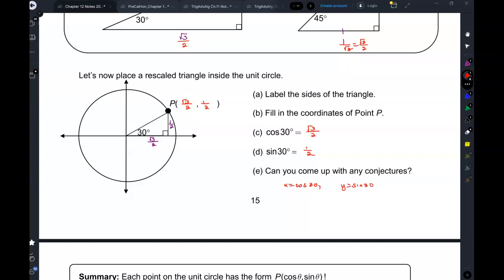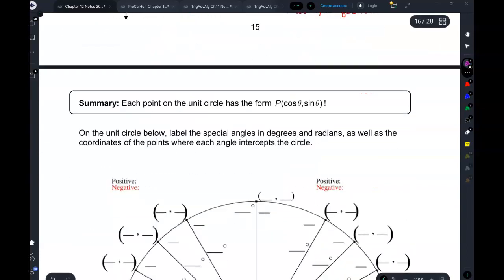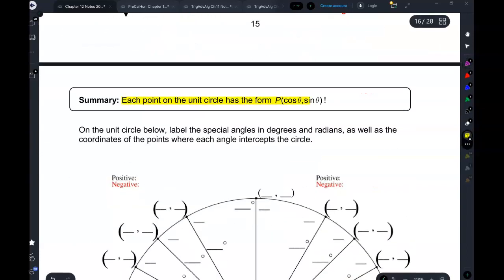And if you remember, I started telling you this last week, where I said always associate sine with the vertical side or the y value, cosine with the horizontal side or the x value. The sooner we associate cosine with the x value and sine with the y value, things just become so much simpler, so much more efficient. So this is the big idea. Each point on the unit circle has the form x comma y, which is cosine comma sine.